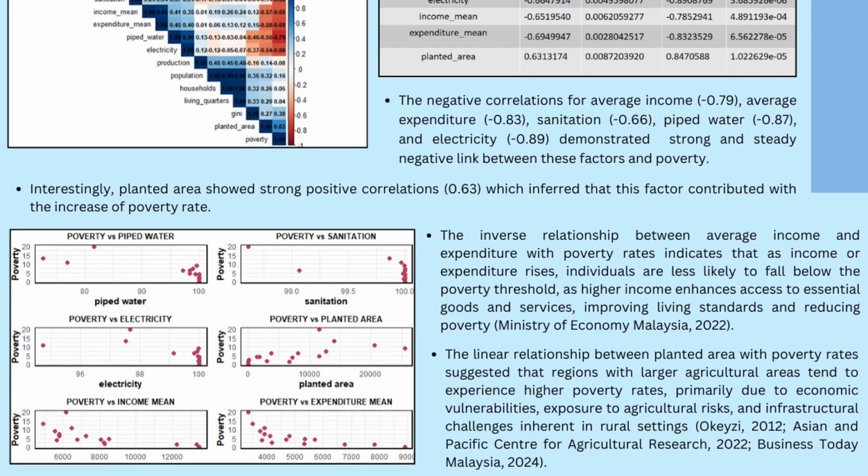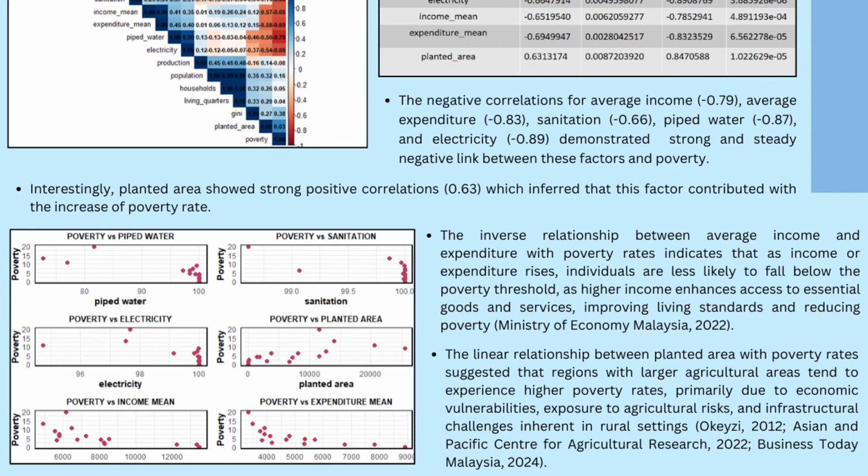This study suggested that regions with larger agricultural land tend to have higher poverty levels, and one possible explanation is that agricultural-based economies are often more vulnerable to economic instability, climate risk, and infrastructural limitations, which contribute to higher poverty levels.